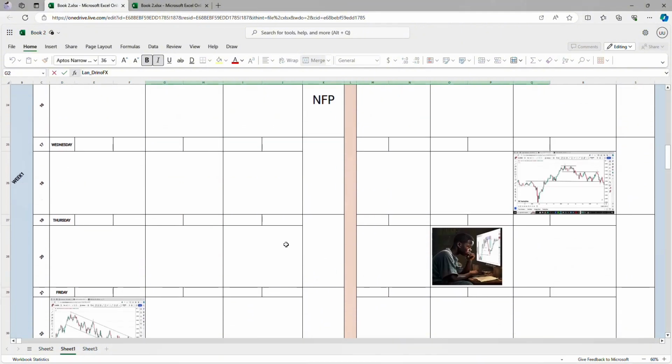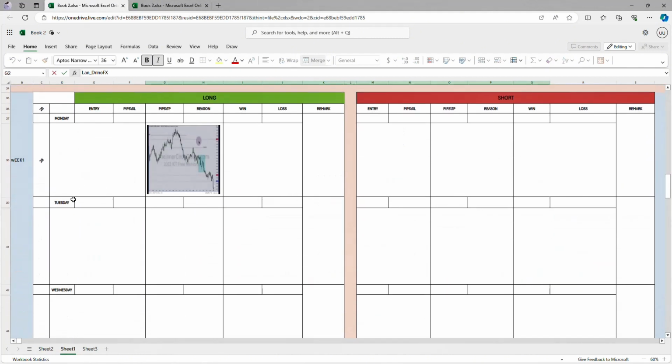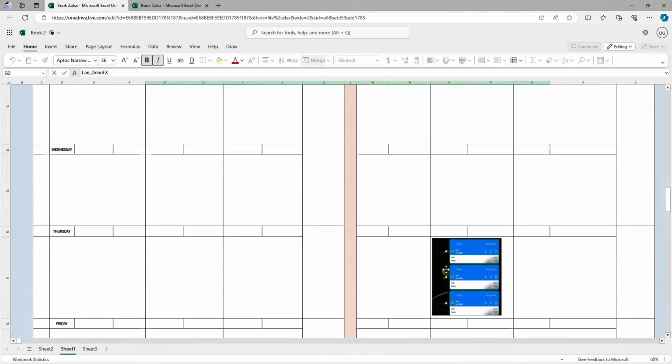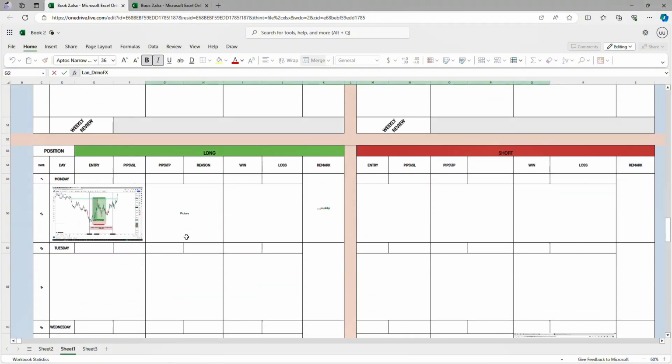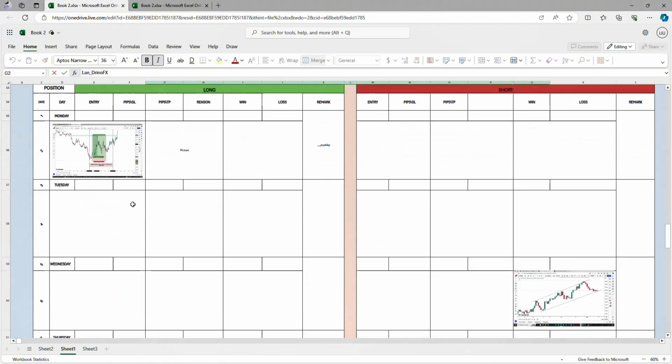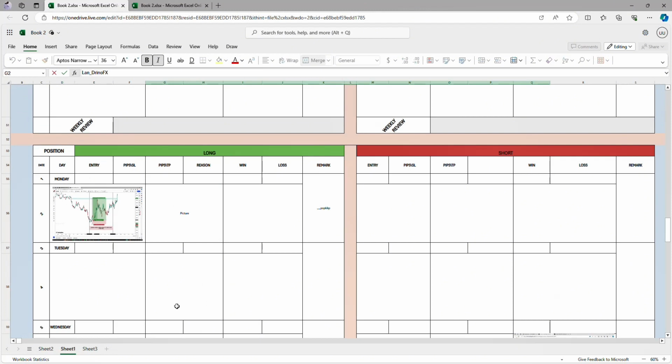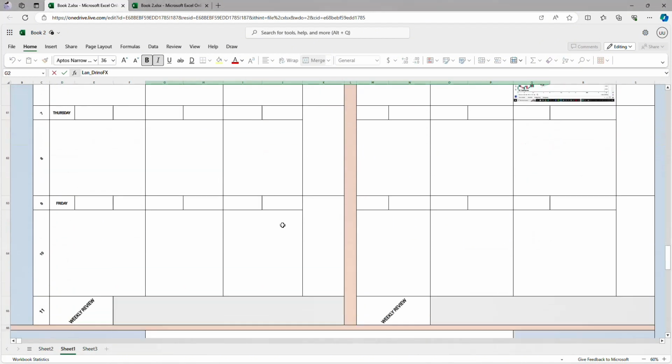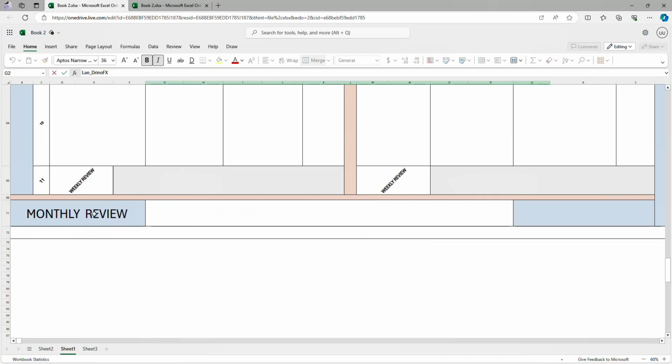Okay, now for the third week, you are going to do the same. Week 3 here, you are going to put all your buy trades to the left here, and you are going to put all your sell trades to the right here. Okay, you are going to do it for 1 week, and the fourth week you are going to do the same thing. All your buy trades are going to be here and all your sell trades are going to be here. Okay, so that at the end of the month, you are going to come down and write a monthly review.